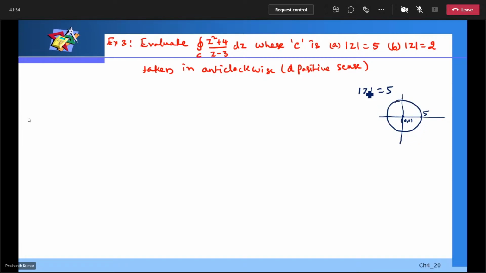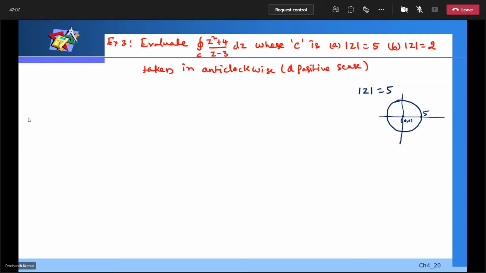Mod z is equal to 5. So integral over C. So what is the C? C is mod z is equal to 5. That is a circle with the center 0, 0 and radius 5. Now in the positive direction we consider, anti-clockwise direction means this is the way. This is the way we are considering the circle. Okay, how can we do this particular problem?